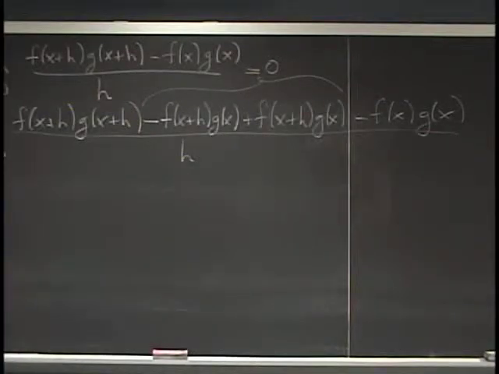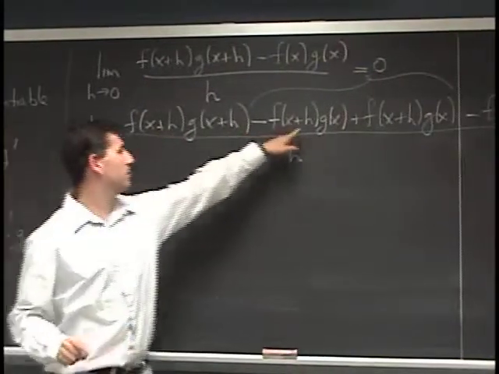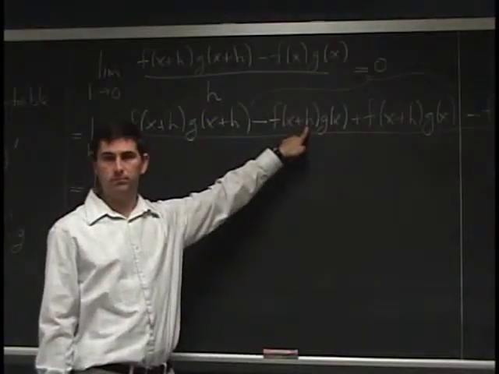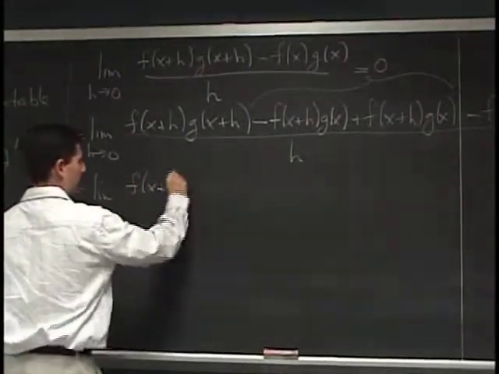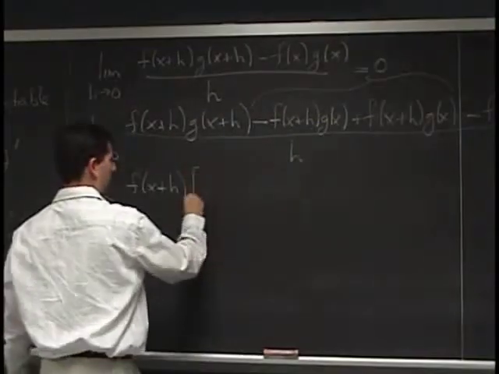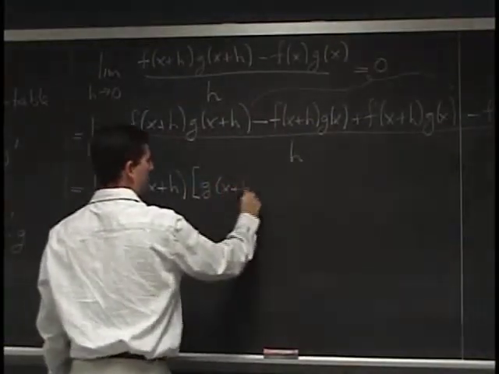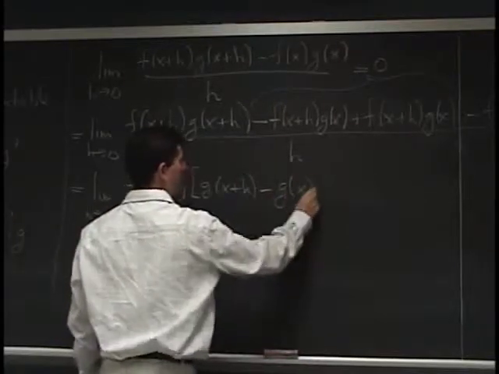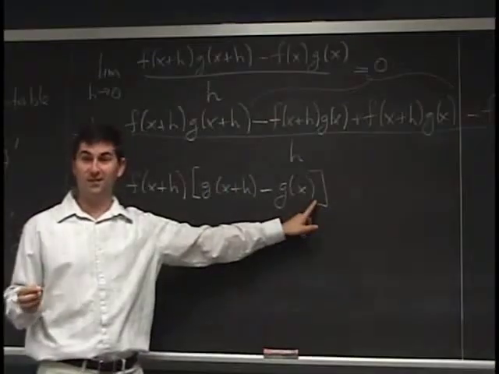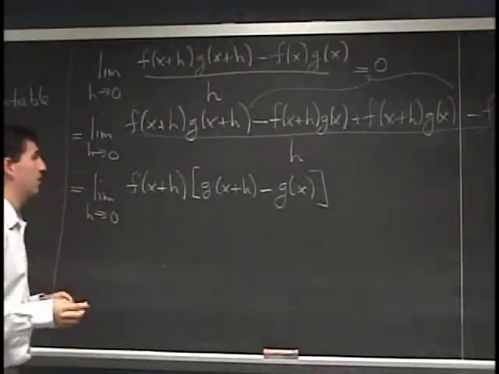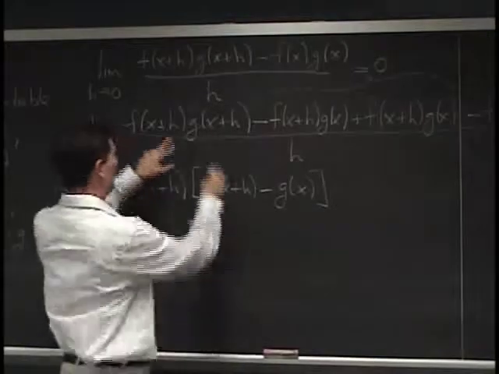But if I do this, I get to play now the following game. These first two terms both have an f of x plus h, so I can factor it out. So I get g of x plus h minus g of x. This is already very, very good. Think of the derivative of g. On top it's going to have a g of x plus h minus a g of x. So this is a good start. So that took care of the first two terms.